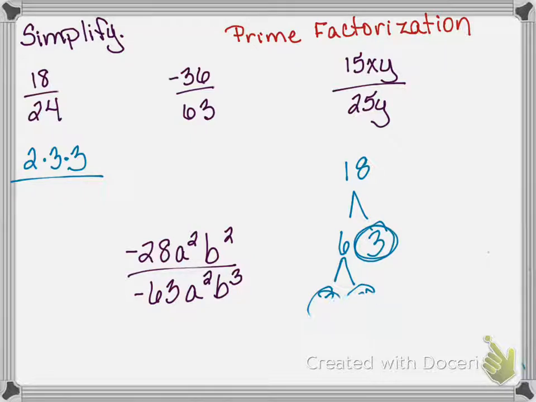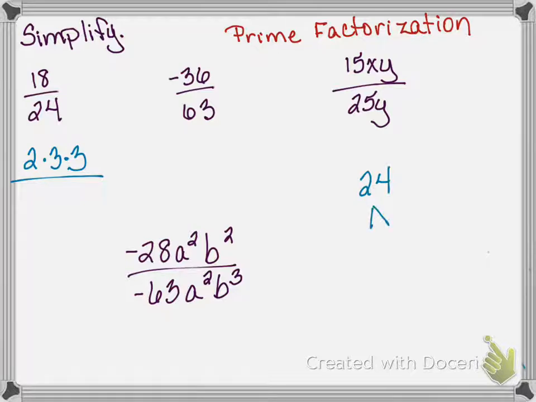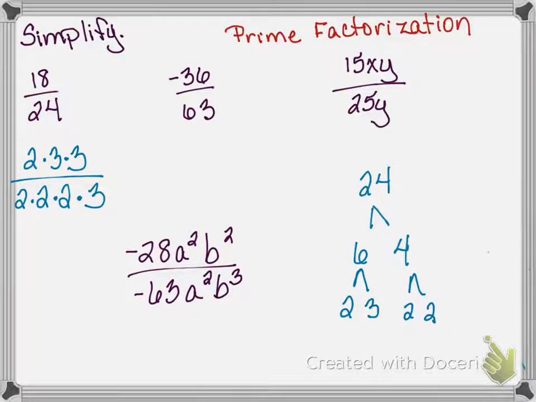Now, let's do that again with our denominator. My denominator is 24. What does 24 break down to? 6 and 4. I could have said 8 and 3, or 2 and 12. 6 breaks down again, and 4 breaks down again. You go as far as you can go. I like to write them in numerical order after that. That's a good habit to get into, but it's not imperative.